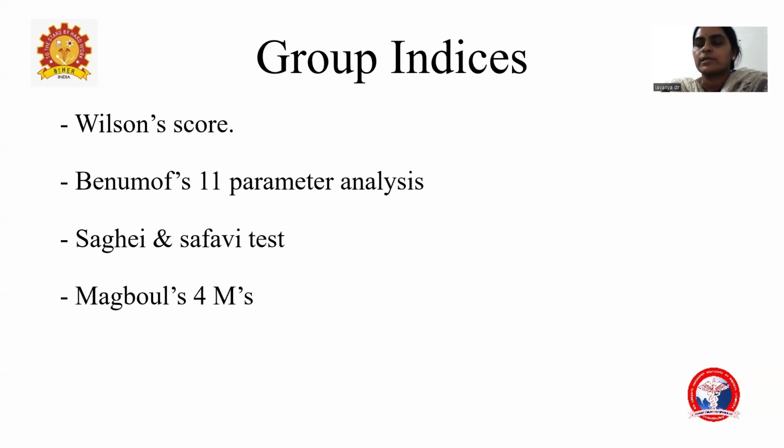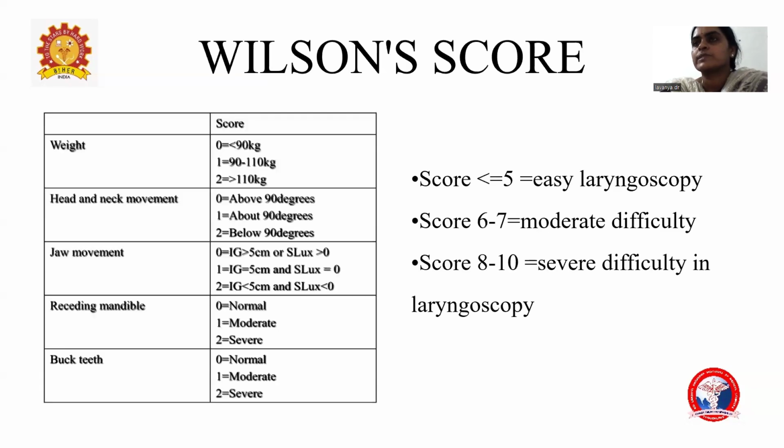The grouped indices we use are the Wilson score, Vemo's 11 parameter analysis, Dagger and Samsoon test, and Mallampati score. The Wilson score includes the following parameters, weight and head movement. All the scores are given as 0, 1, and 2. For weight, 0 is less than 90, 90 to 110 is 1, more than 110 is 2.